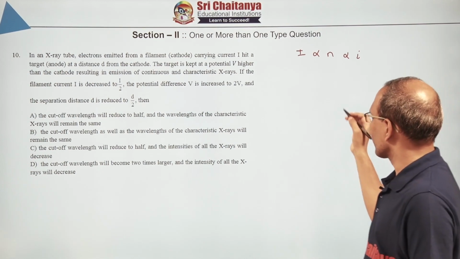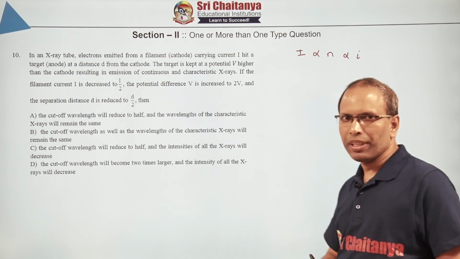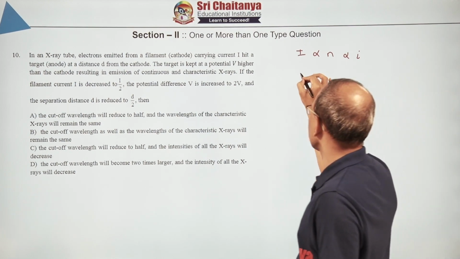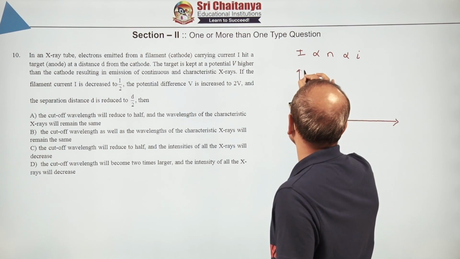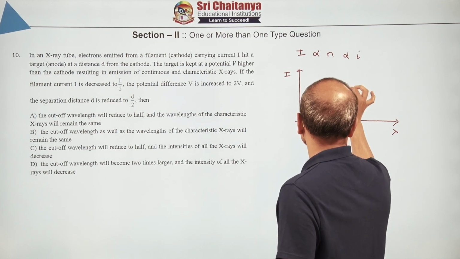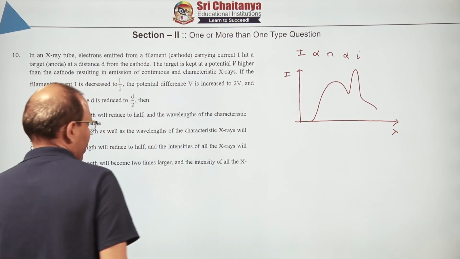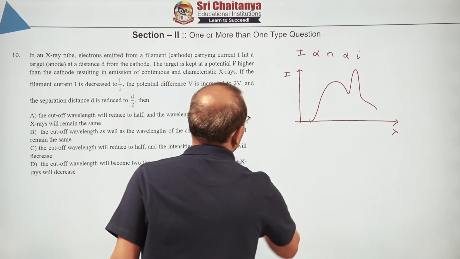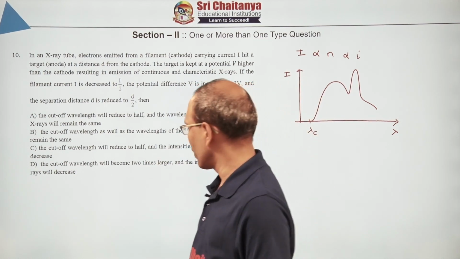Okay, and the cutoff wavelength simply depends on, this is the minimum, the cutoff wavelength. If you observe the graph of intensity versus the wavelength, we know that the graph will be like this. So this is how the graph looks. Here, this is called the cutoff wavelength.